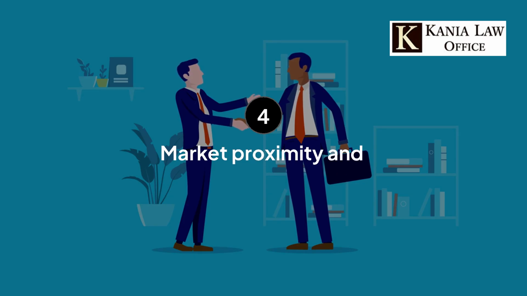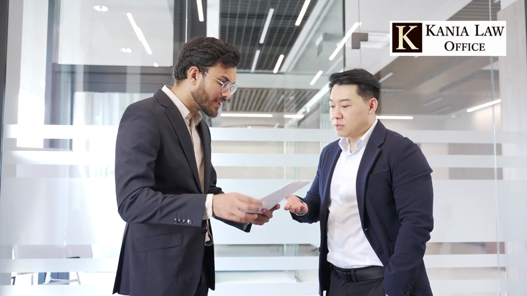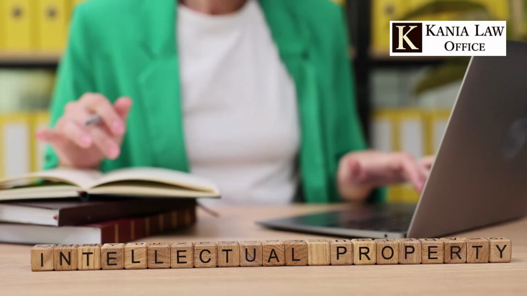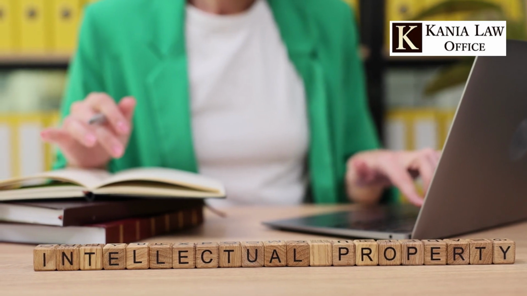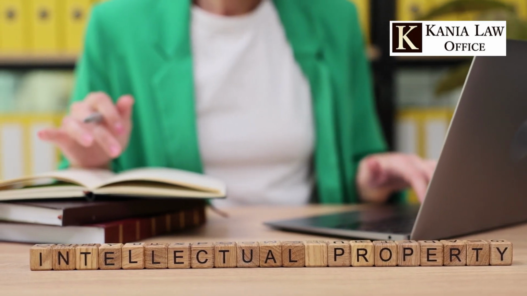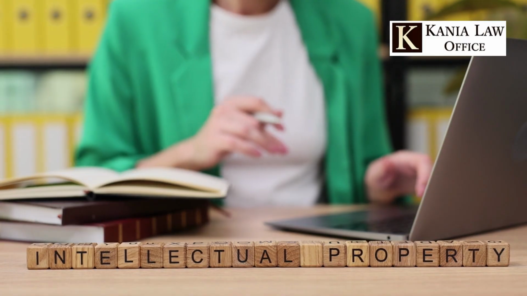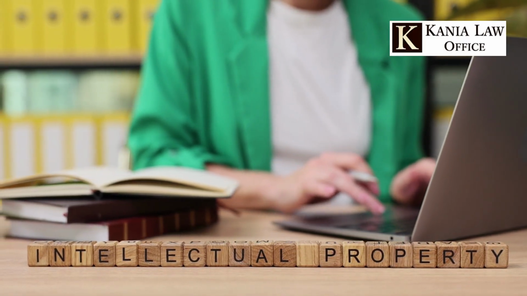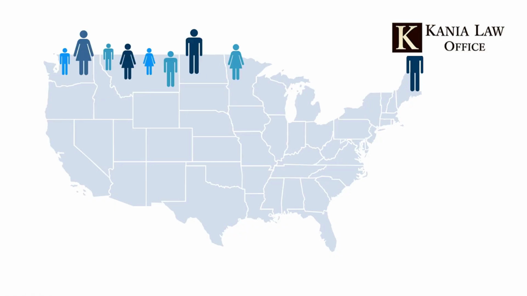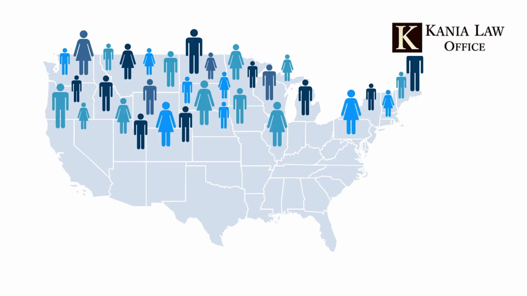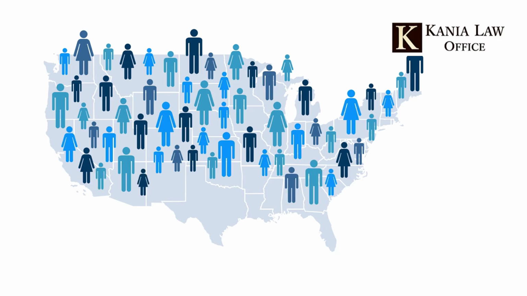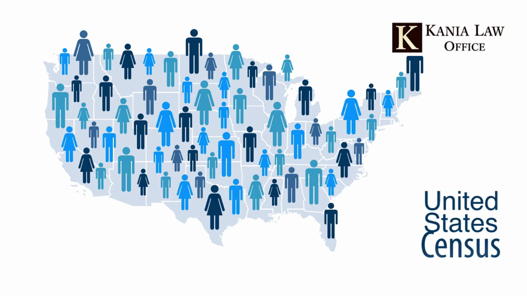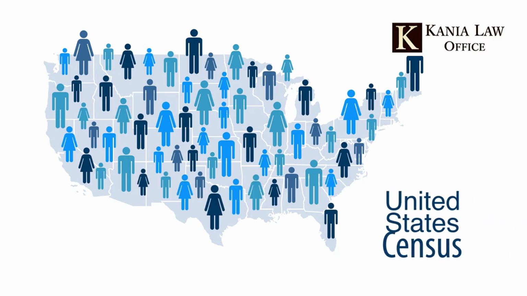4. Market proximity. Goods, services, and marketing strategies. Do the two companies actually compete for the same clients? If two businesses use a similar name, but one sells heavy construction equipment in Oklahoma, and the other operates a boutique bakery in Vermont, confusion is highly unlikely. Courts look at whether the products are sold in the same geographic areas, via the same channels, e.g., online versus brick and mortar, and to the same target demographics.